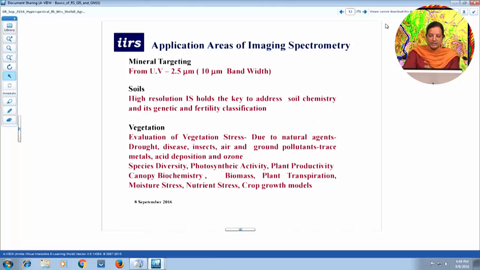So here, in terms of imaging spectrometry applications for mineral targeting, the spectral region you have to use is from around 300 nanometers to 2.5 micrometers with 10 nanometer bandwidth, which will help in mineral targeting. For soils, high resolution imaging spectrometry helps in genetic and fertility classification of soils. For vegetation, as we said, we have the ground potential.